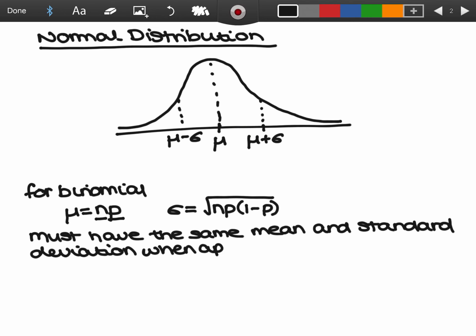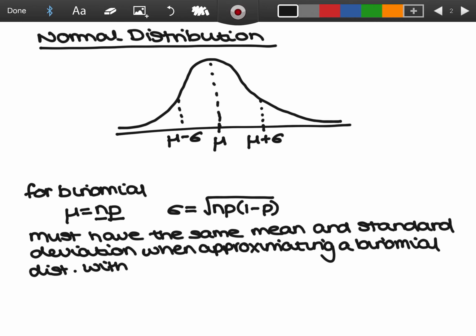When approximating a binomial distribution with a normal distribution, you have to make sure that the means match and the standard deviations match. There's another thing that you have to make sure, and you don't have to worry too much about this, but it's to do with the shape of the curve.